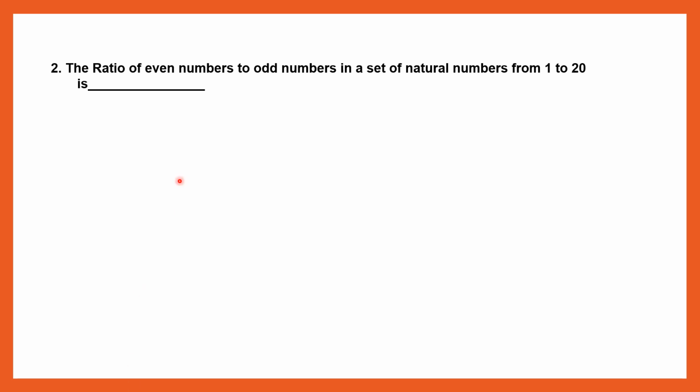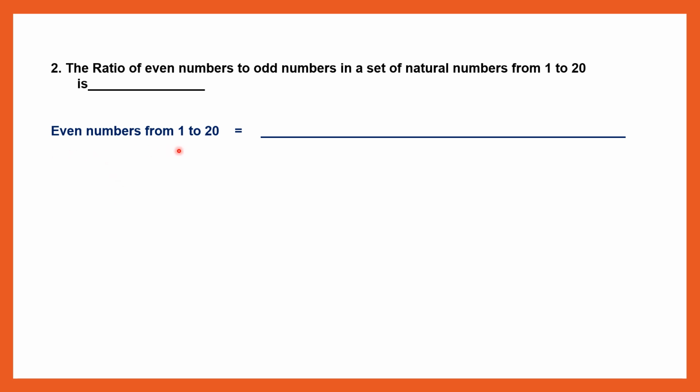Question 2. The ratio of even numbers to odd numbers in a set of rational numbers from 1 to 20 is what? So now let's begin by writing all the even numbers from 1 to 20. Remember, they are natural numbers, so they're going to start from 2. 2, 4, 6, 8, 10, 12, 14, 16, 18 and 20.